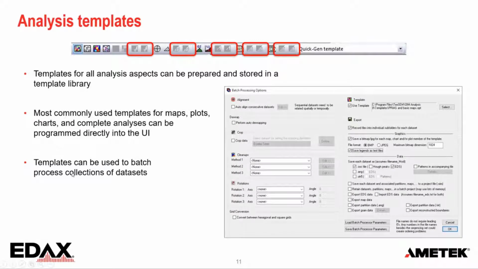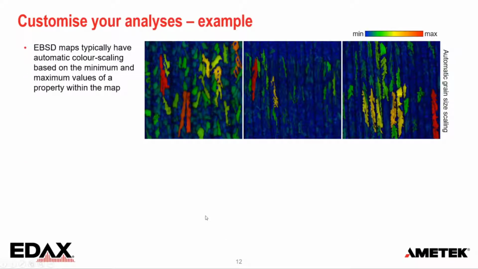These templates can then be used to batch process data sets. So you could apply a cleanup. You can define how you want to save all your images. If you want to do any other processing to your data, you can automatically export that for a whole sequence of data sets. And now, here's just an example why you would want to do template analysis here.